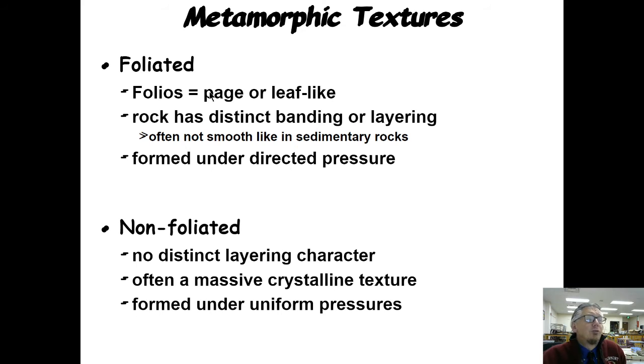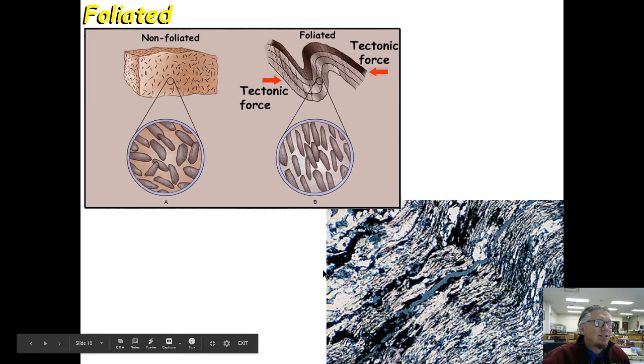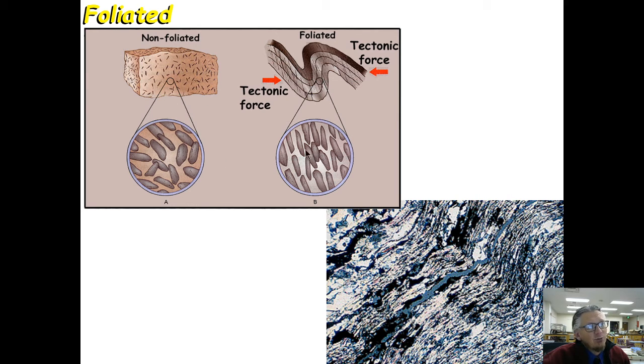So foliated means that you can see distinct lines, or that the pressure has squeezed it so that the minerals start forming in that particular fashion. And non-foliated is formed under uniform pressure, and you're not going to see the distinction. So here's non-foliated, and here's foliated. When we take a look at foliation, our foliated rocks are going to be slate, schist, and gneiss, and our non-foliated are going to be quartzite and marble.